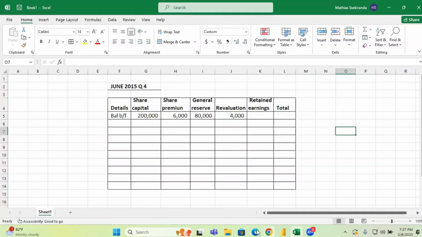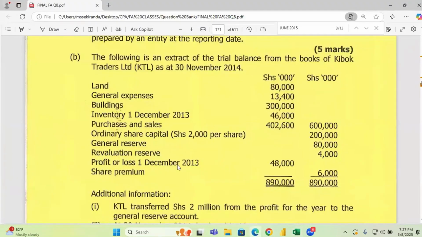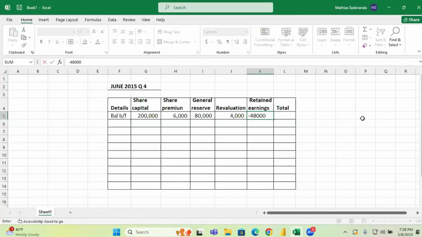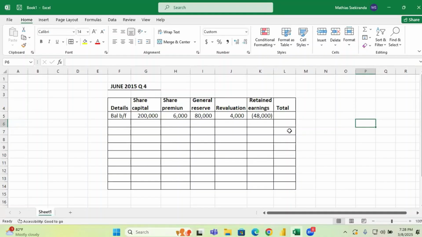And then retained earnings profit as at 1st December 2013 is a debit of 48,000. When a profit is a debit, it means it is a loss. When retained earnings is a debit, it means it is a loss, because retained earnings is part of equity. It should be a credit if at all we have money there. If we have accumulated profit, it should be a credit. Whenever you find retained earnings on a debit, it means it is a retained loss. So we have 48,000 on the debit, so it is a retained loss. Therefore, you'll get the total here.